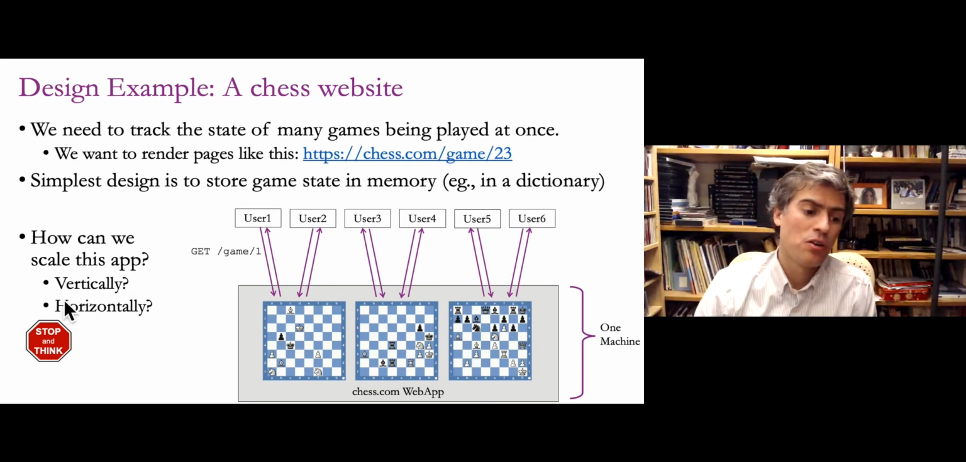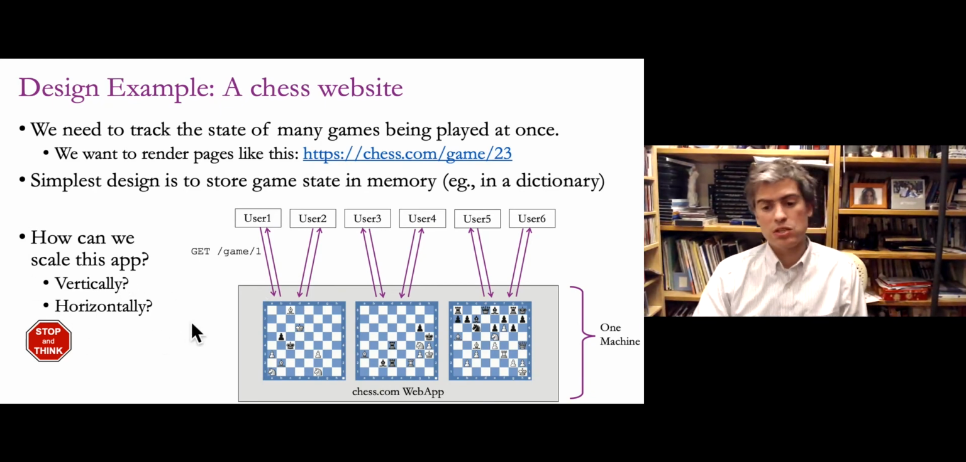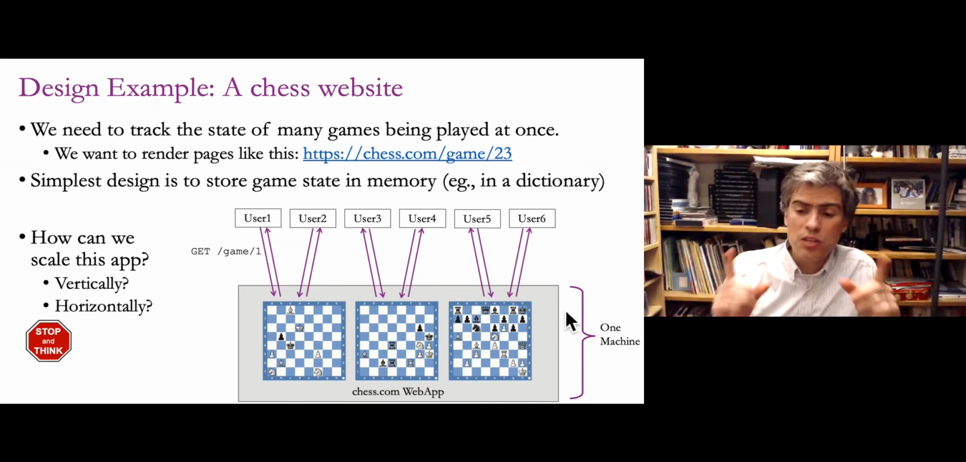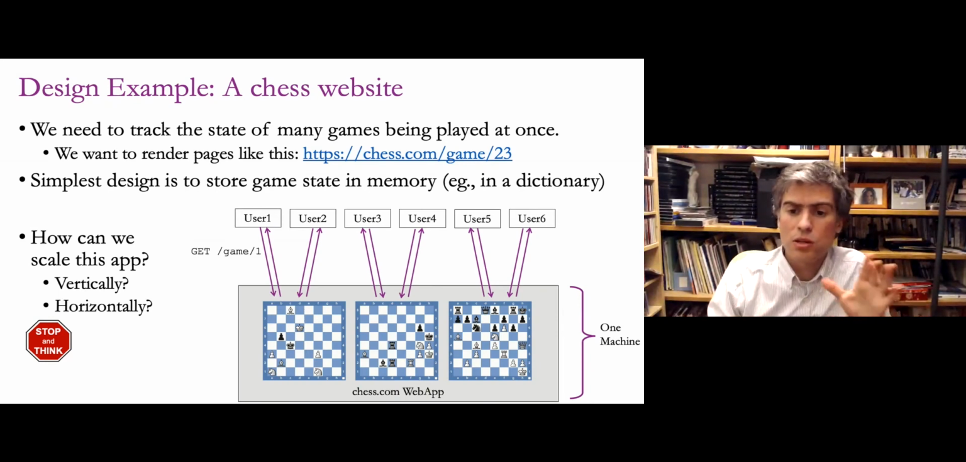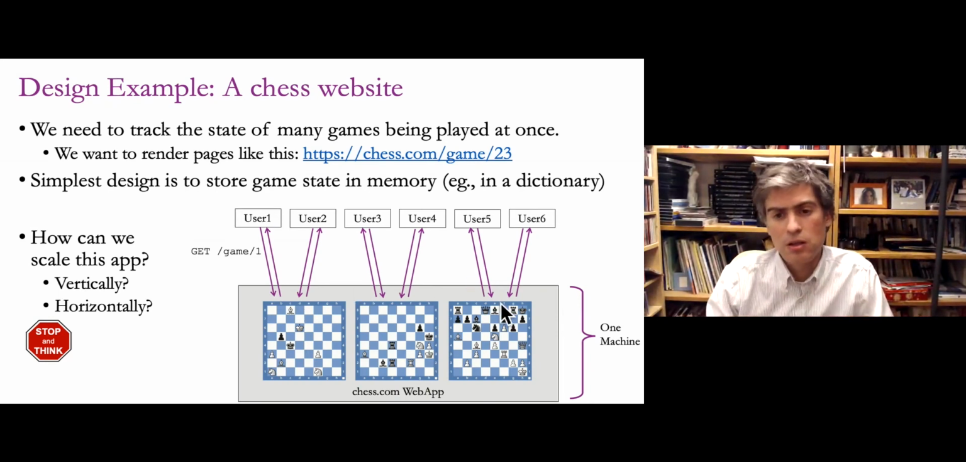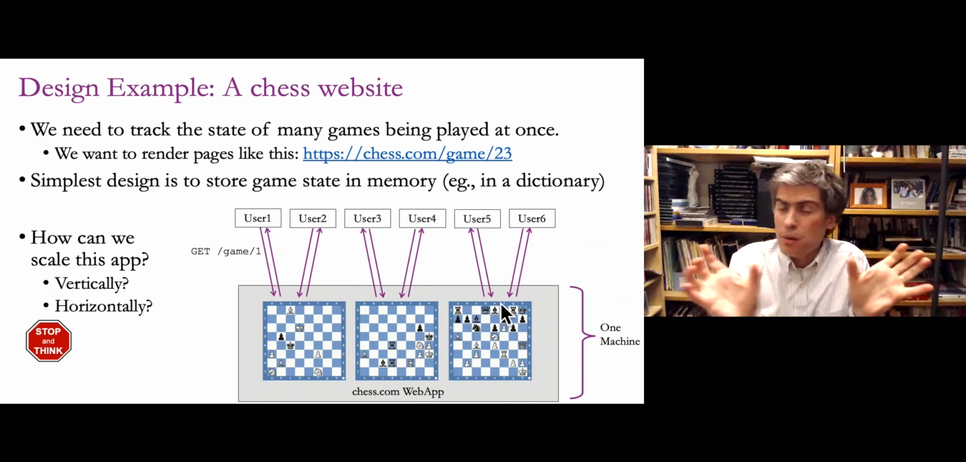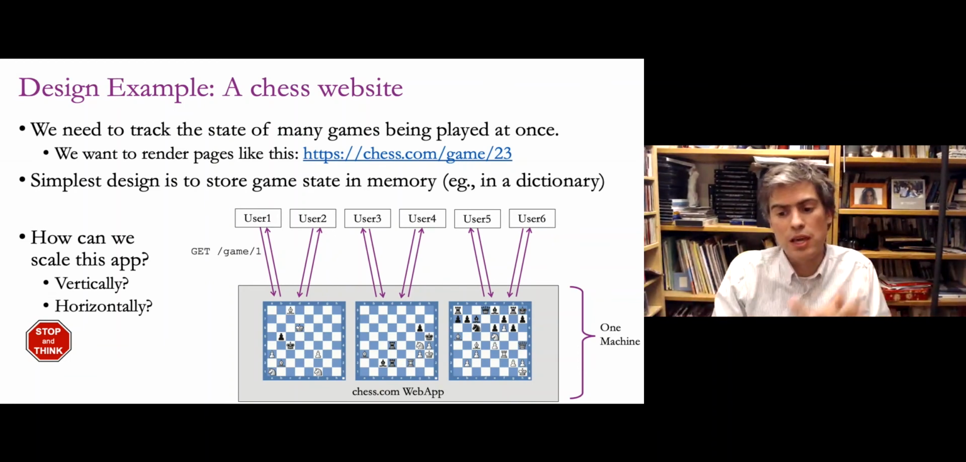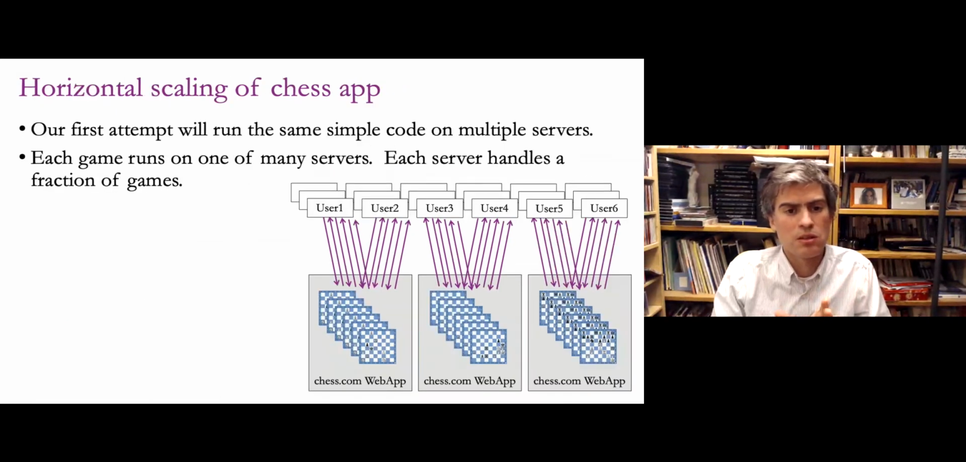So eventually you have to scale horizontally, and to scale horizontally, you have to actually have more than one machine. Now this is where it gets tricky, right? How do you take your simple application that stored information about the games in memory and split it up across many machines? Because now the tricky thing is, where do you put the information about the games?